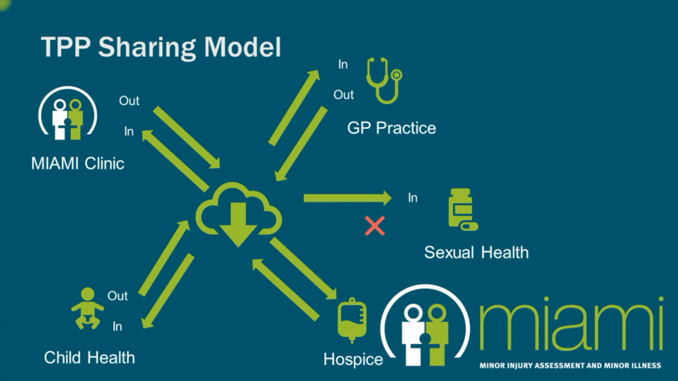the sexual health service. The problem comes when patients haven't opted in or have actively opted out of sharing information from their GP record. From the point of view of the Miami clinic, in this situation, we would be able to see all of the patient's records that are shared back into the cloud, so the child health, the hospice information, but we wouldn't be able to see the GP practice data, nor would we be able to see sexual health. This is absolutely the way that the system is intended to work, and patients can choose to share information from and to each organisation.